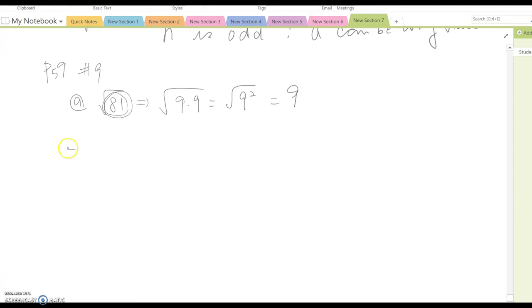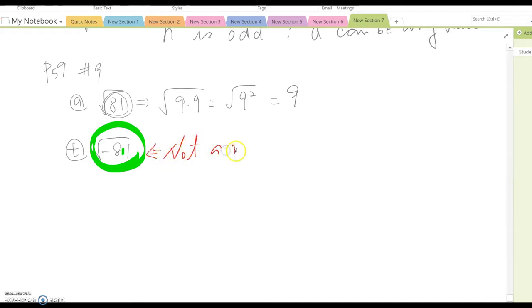Then what about the t case? The question gives you root negative 81, right? Since it is the square root, inside must be a positive value. Therefore, this case is not a real number.